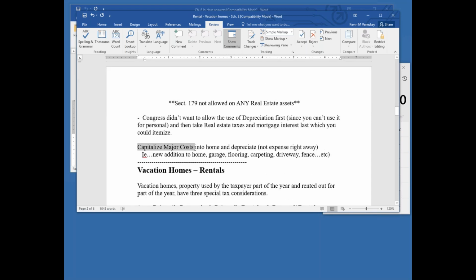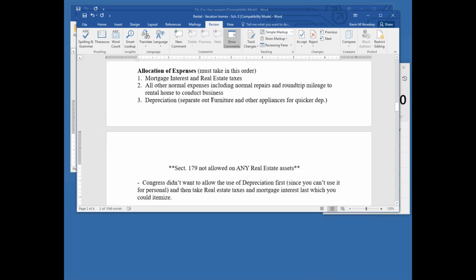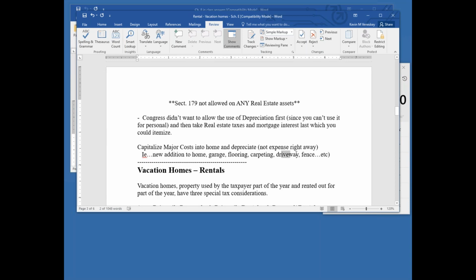Any major costs, like I had mentioned before, when you update the home, you put on a new roof, you add on a garage, a portable garage perhaps, you put in new items that are going to be there a while, you've got to capitalize these and you can't expense them right away. So things like flooring and carpeting, you can count those as separate. You can count those as these other furniture and appliances. But things that are going to last a long time, your driveway and fence, those are going to be actually more landscaping or perhaps added into the value of the home, like the garage.